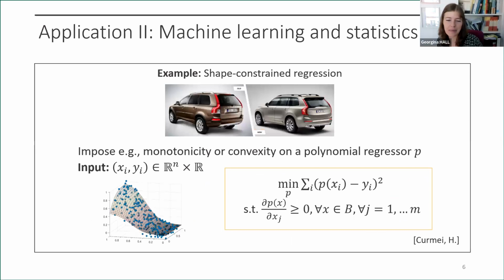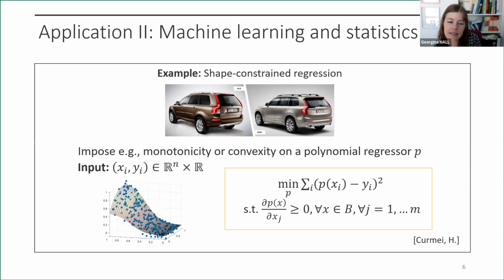Let me tell you a little bit about this one, which is a personal favorite because it's an application I've worked on, which is more in machine learning and statistics. The idea here is to do shape constrained regression. So what do we see here? We're trying to fit a polynomial curve to data points. Much like linear regression, instead of fitting a linear map to the points, you're going to fit a polynomial to these points. The input to your problem is these data points xi, yi, where xi are the features and yi is the response. And we're trying to fit a polynomial to these data points.